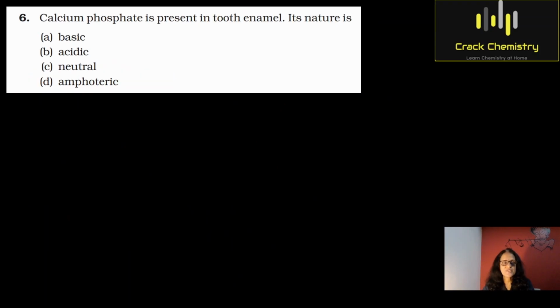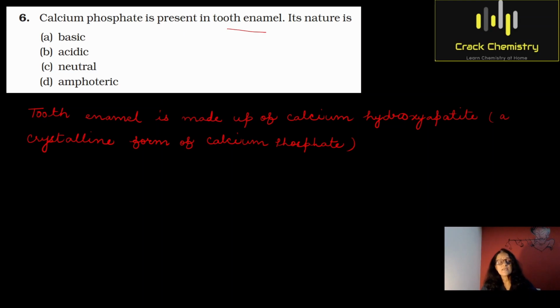Now question number 6. Students, question 6 is that calcium phosphate is present in tooth enamel. Its nature is basic, acidic, neutral or amphoteric. First of all, we will discuss the nature of tooth enamel. Students, tooth enamel is made up of calcium hydroxyapatite, which is a crystalline form of calcium phosphate. It is the hardest substance in the body.